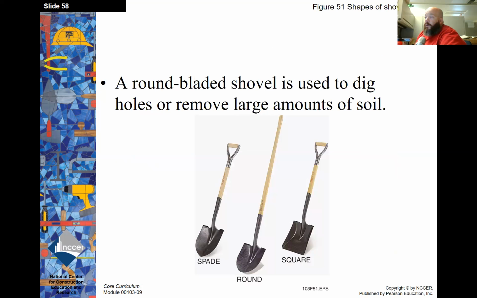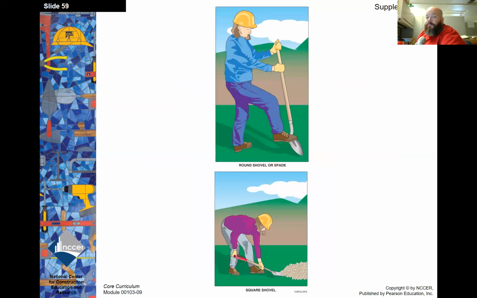Okay, a round bladed shovel is used to dig holes and remove large amounts of soil. The thing is, a round blade or spade blade is really the only one you should be using to dig with. Square shovels really don't work well for digging a hole. They do work very well for picking up material that's on top of a flat surface. So if you have a pile of dust you brushed up in the shop, they work really well for picking up things like that.